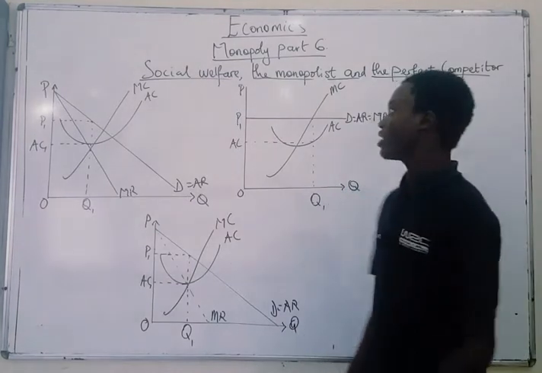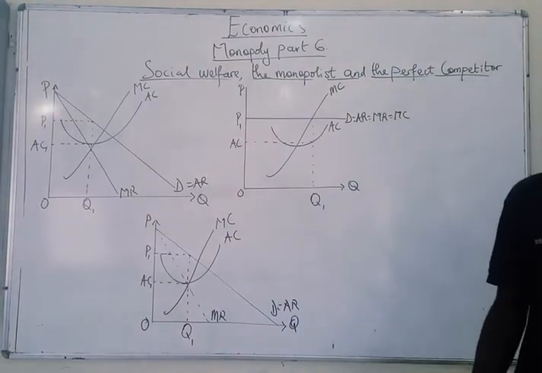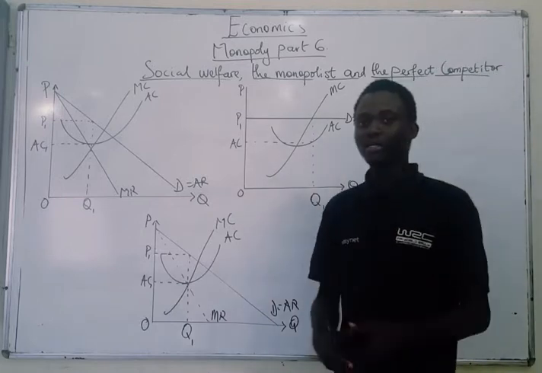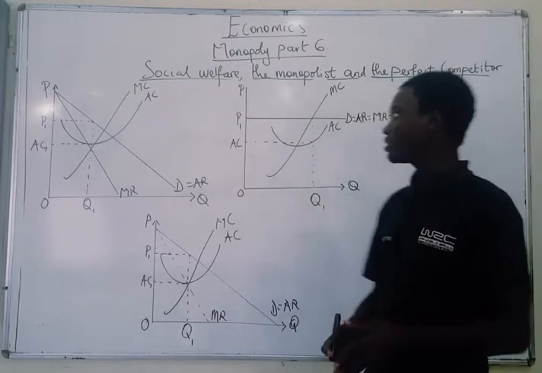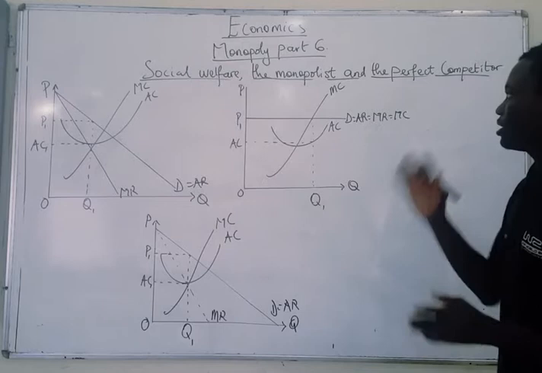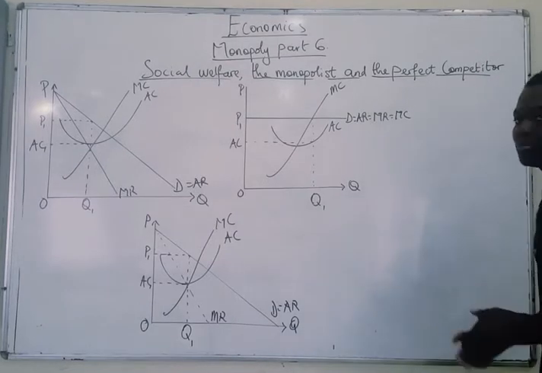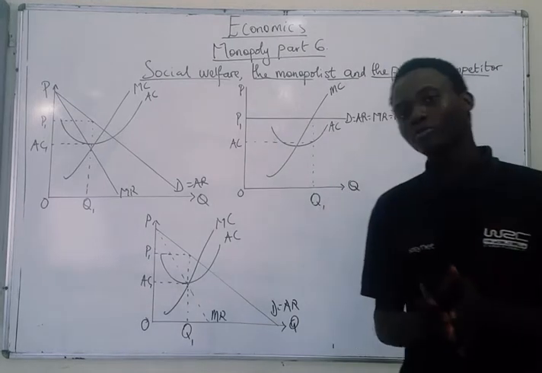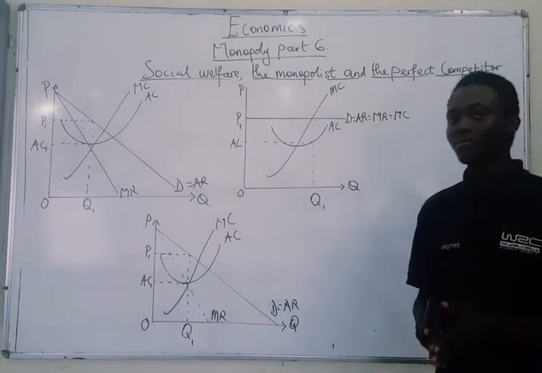Today we shall be talking about Monopoly Part 6. We've done Monopoly 1 to 5. I shall be providing the links to some of the videos underneath this video for you to follow up in case you're interested. Then the topic here is simply social welfare, the monopolist and the private competitor. We've also spoken about publicly competitive markets. We have Part 1 to 4 of that video. You might just check the channel for that.